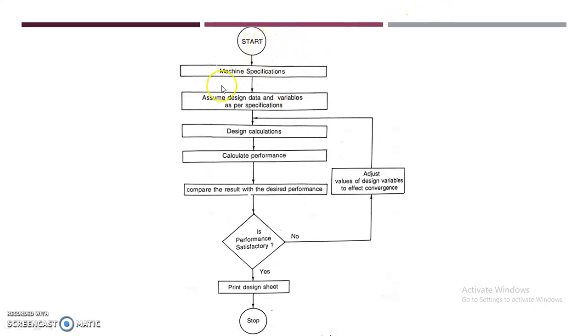Here you can see the start of this flowchart: you have to define the machine specifications and assume the suitable data by the computer only, or by logical decisions compiled in the program, and variables as per the specifications. Design calculations will be done, and then performance is calculated as per the given programmable or logical decisions. Then compare the results of that calculated performance with the desired performance, and after comparing, if it is satisfied, it goes to print the design sheet. Otherwise it goes to adjust the values of design variables to effect convergence. This is nothing but the synthesis method.